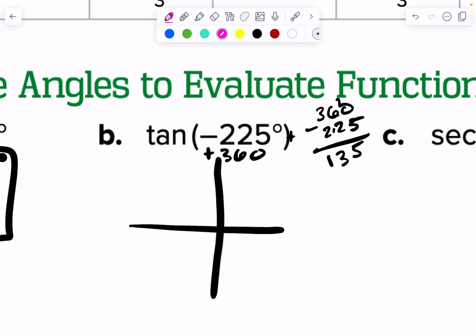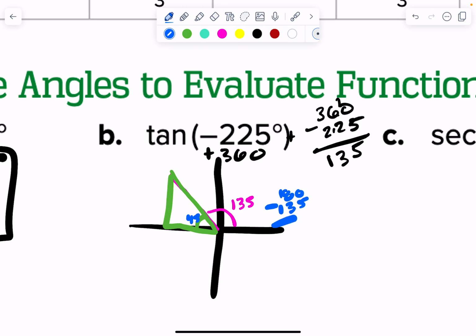135 is in the second quadrant. Right there, this is 135 degrees. But as far as a reference angle goes, I'm looking for this bow tie angle. So it's like here to here is 180, and I'm only going 135. So what's that little angle right here? This would be 45. If you take 180 minus 135, that would be 45. My reference angle is 45.